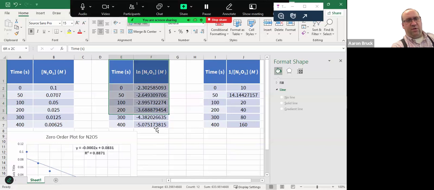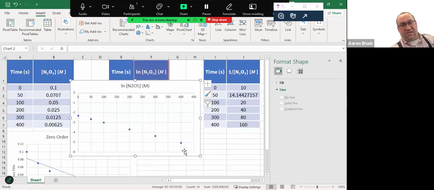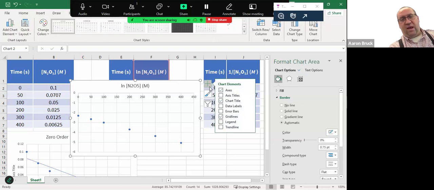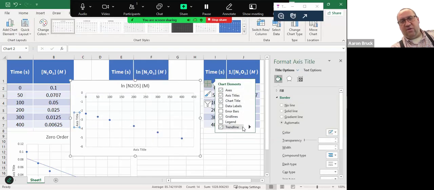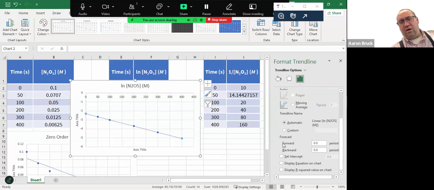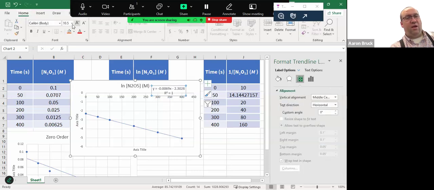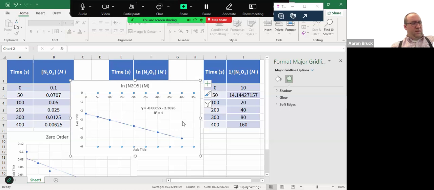So let's move on to first order. We're going to do the same thing. Insert chart, scatter plot. We can see here, it's pretty linear. Let's go ahead and add all of our stuff to it. Get the R squared and the equation. And not only is it good, it's perfect. This plot is perfectly linear.